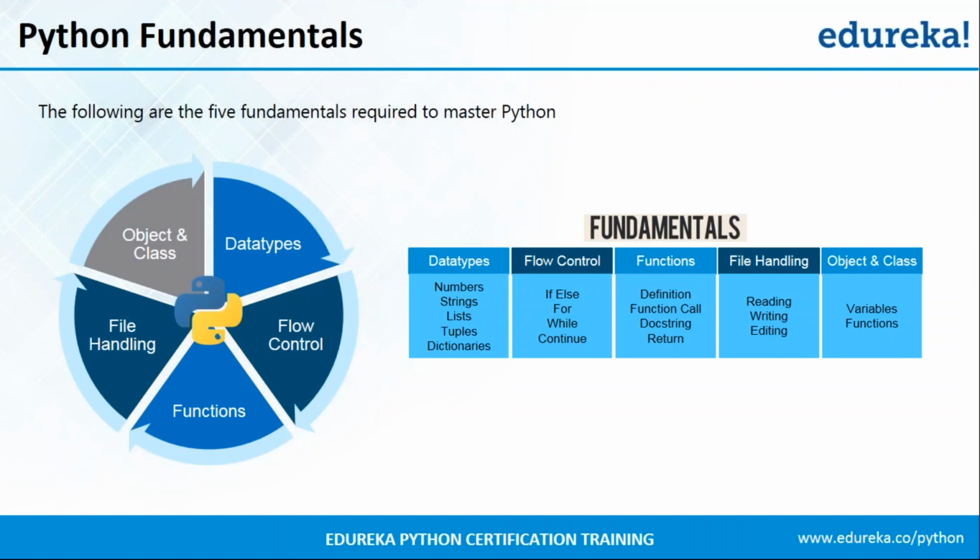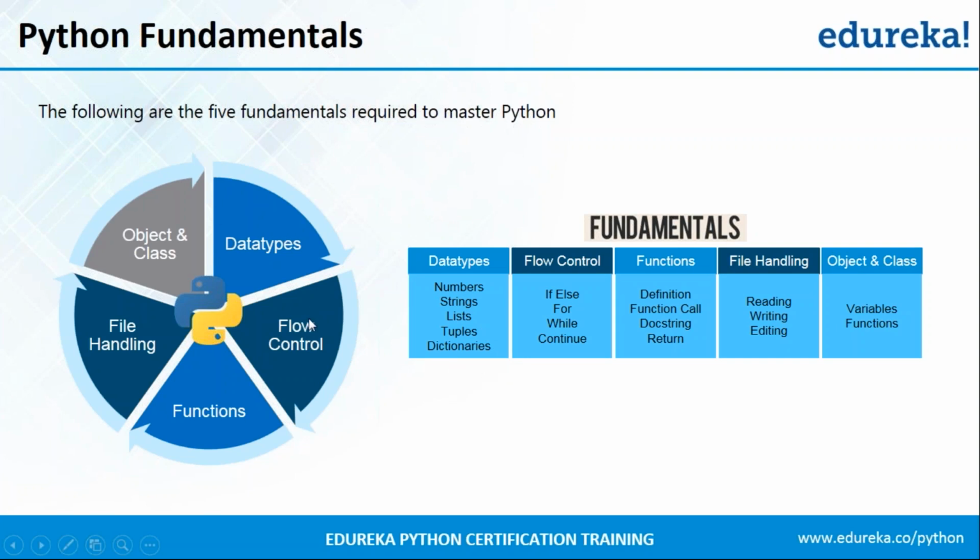And these following 5 fundamentals are the ones that you need to know in and out if you want to master Python. So at first we'll take a look at the data types, what kind of data types Python has. It has numbers, strings, lists, tuples, dictionaries. We'll take a look at all of them.